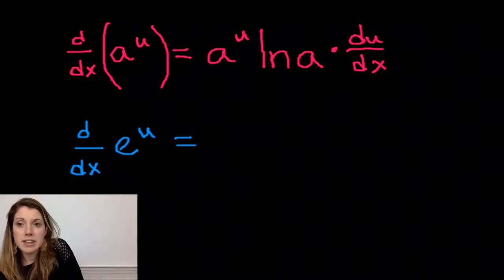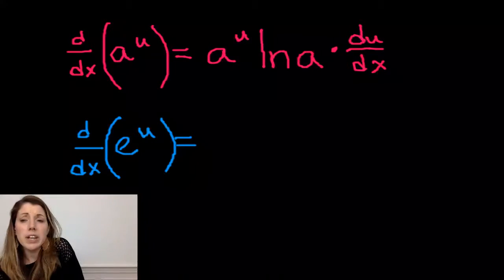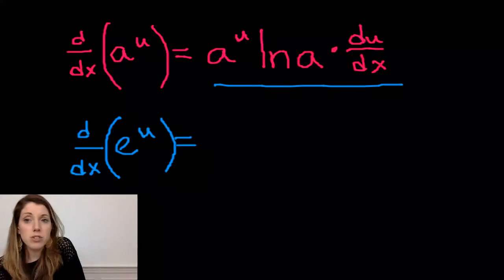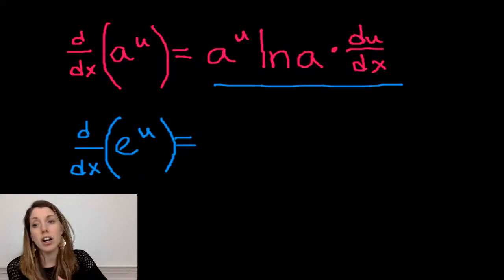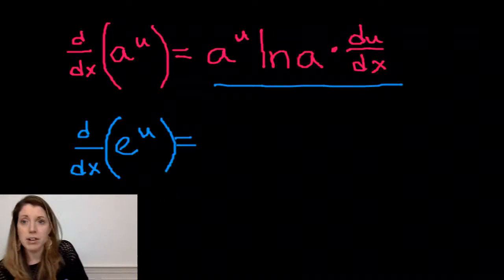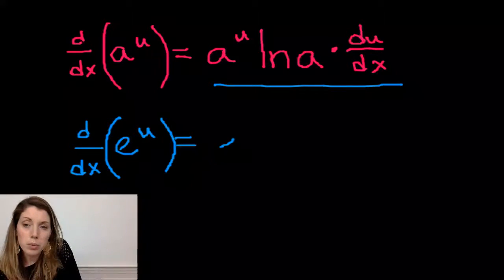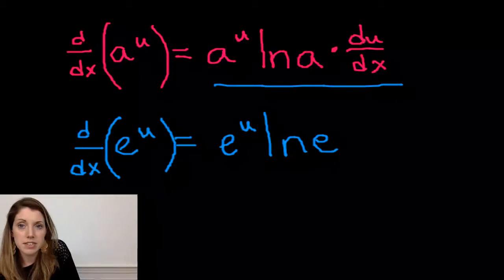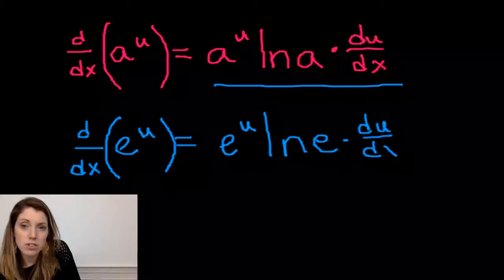Now here's what is so cool about exponential functions that involve e. We really can use the same formula that we have up here, just wherever we see a, we would put the constant e, the Euler number. And so instead of a to the u, it would be e to the u times the natural log of e, because that's what a is here, times du dx. So it's basically the same formula.